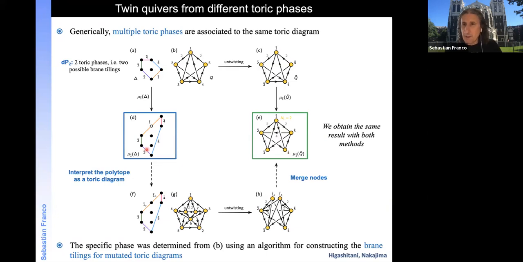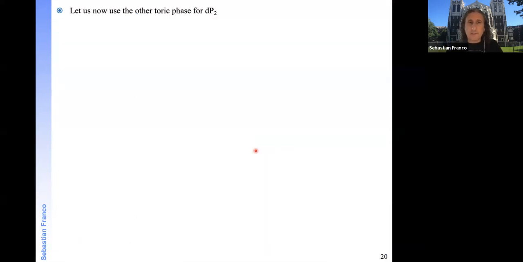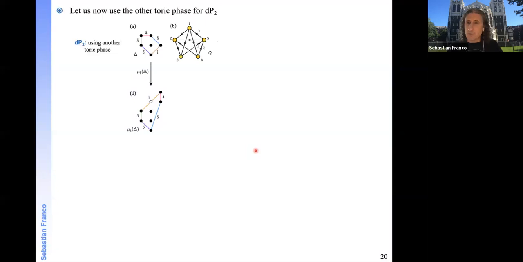polytope. Okay. So now in the next slide, I will do exactly the same, but considering a different toric phase here, which will produce a different toric phase here, and I will see what happens here. Okay, so that's what we will do. Very good. So let's start from the other phase. The other phase, so we do the same.